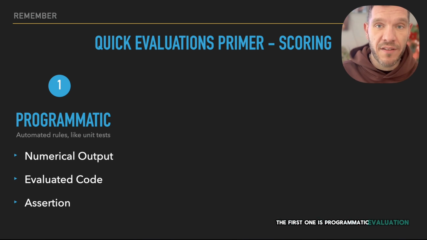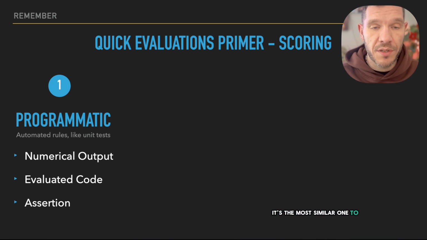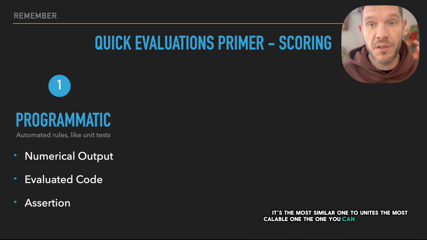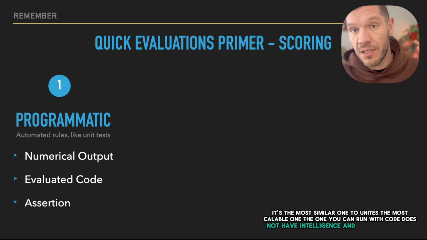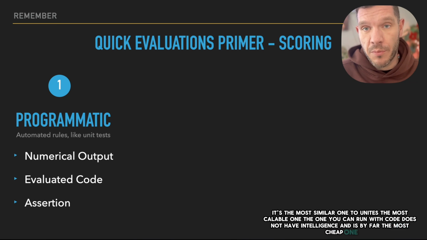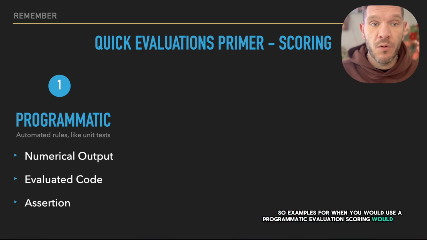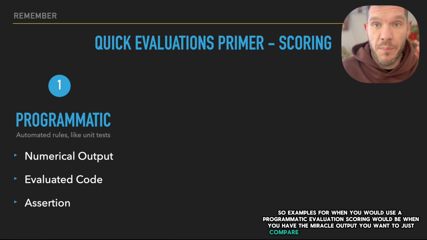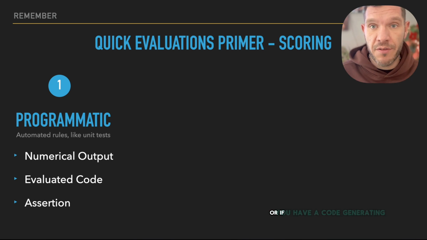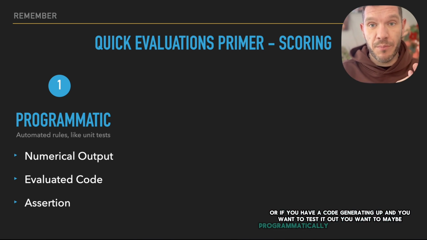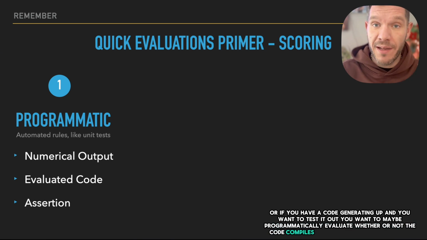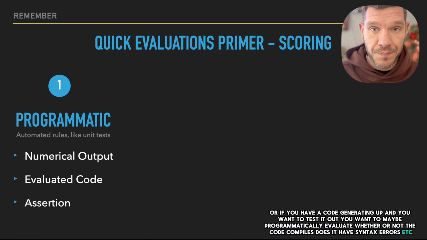The first one is programmatic evaluation. It's the most similar to unit tests, the most scalable one, the one you can run with code, does not have intelligence, and is by far the cheapest. Examples for when you would use programmatic scoring would be when you have numerical output and you want to just compare, is 7 equal to 7, or is 7 higher than 5, etc. Or if you have a code generating app, you may want to programmatically evaluate whether or not the code compiles, or has syntax errors, etc.